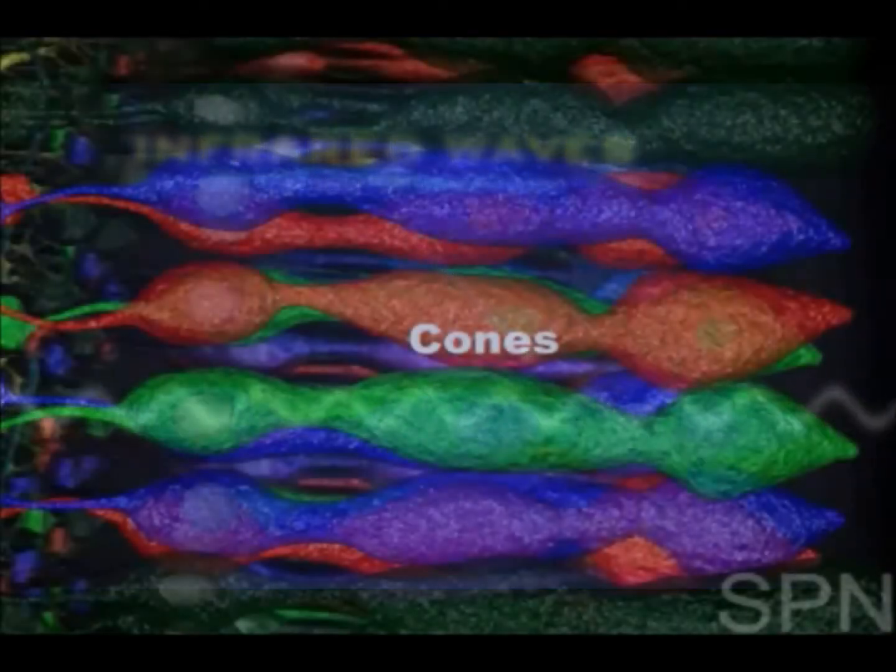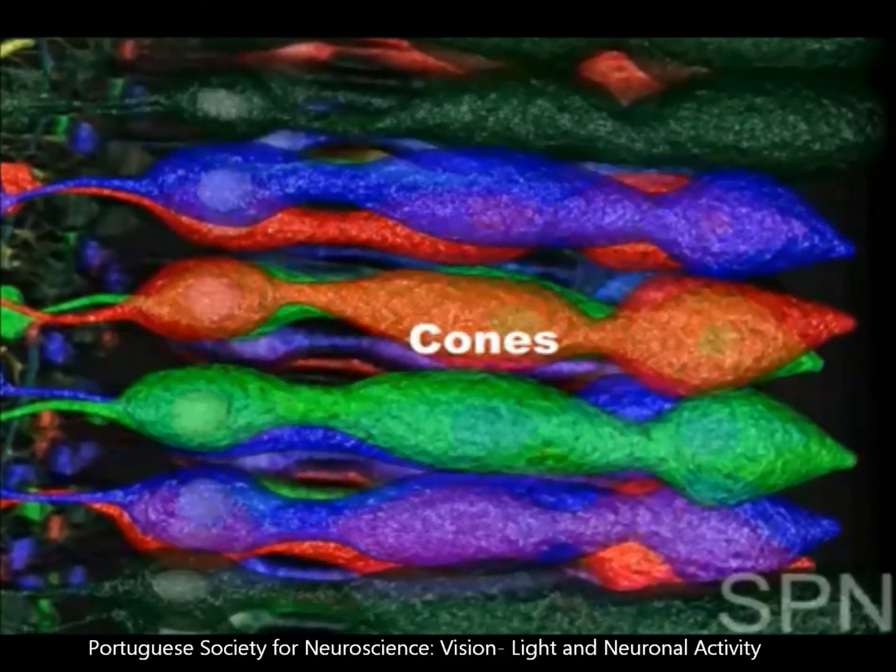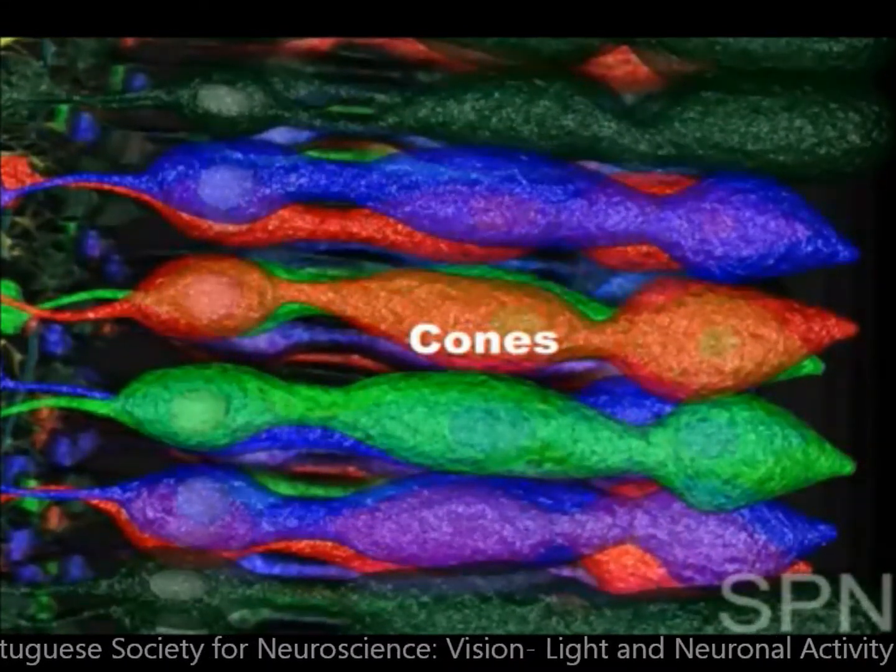In the eyes, there are photoreceptors called cones which interpret the color of the light being absorbed. The photoreceptors responsible for low light vision are called rods, which are more sensitive to light than cones.